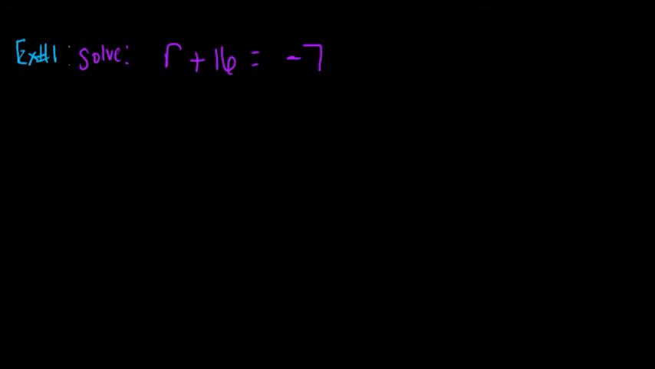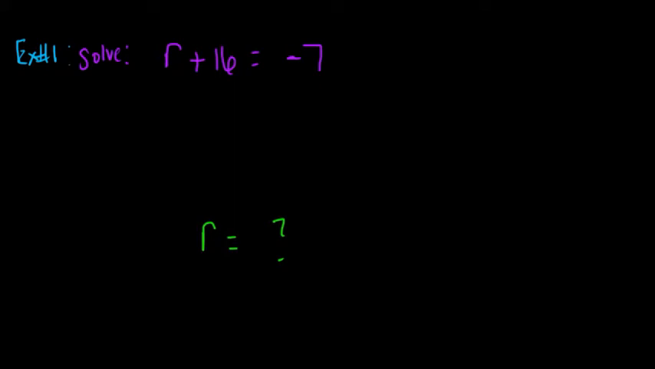In this equation, what we want to do is get this r on a side by itself. We want r to be alone. The final answer should look like this: r is equal to something. Now, in order for this to happen, we must get rid of what's keeping r from being on a side by itself, which is what? Well, this 16 here is keeping r from being on a side by itself. Well, let's get rid of it.